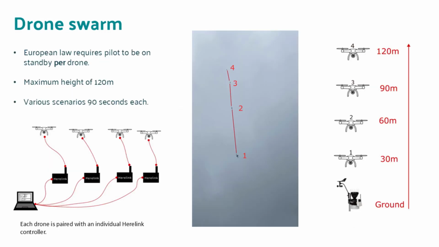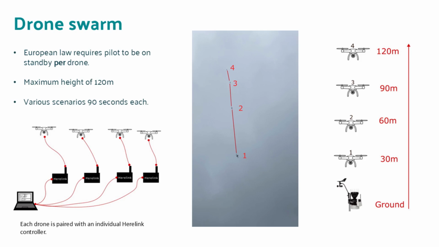Now, regarding the drone swarm itself, several constraints shaped how the experiments were carried out. One major limitation comes from European aviation regulations, which require that at least one pilot per drone is on standby, even if the drones are operated remotely, as was the case here. Coordinating enough qualified pilots on the few dry days in 2024 was already quite a challenge, and we only used 4 drones for this test.